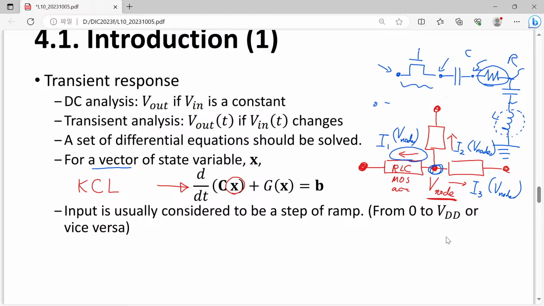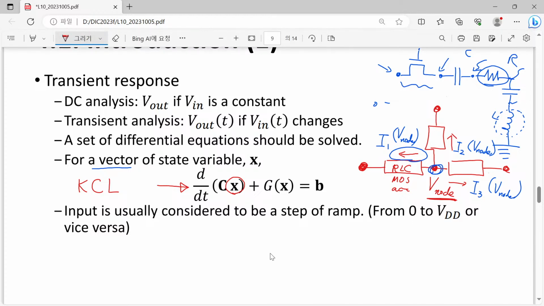Okay, so his question is, up to now I have said that in many cases vector x contains node voltages, but as an exception sometimes we can introduce inductor current. So his question is, what is the specific form when we include this inductor current?